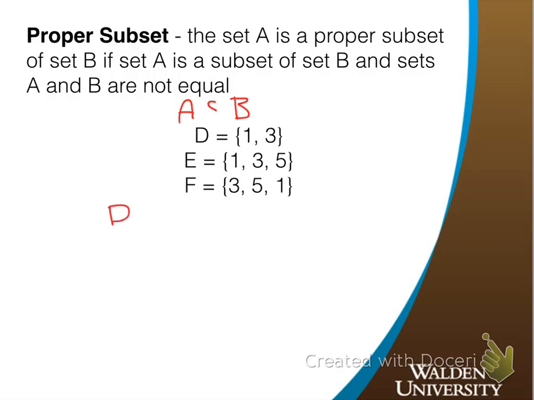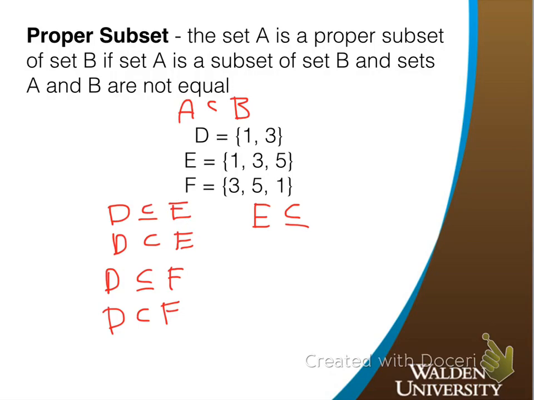D, we could say, is a subset of E. D is also a proper subset of E, because all the elements in D are contained in E and they are not equal. D is a proper subset of F because all the elements are contained in F and it is not equal. But looking at E, E is a subset of F, but E is not a proper subset of F because they are equal.